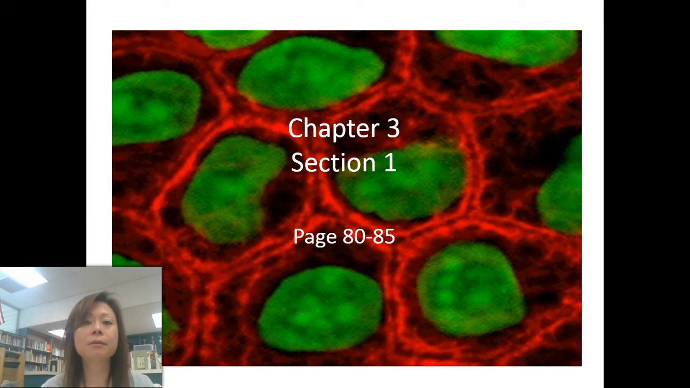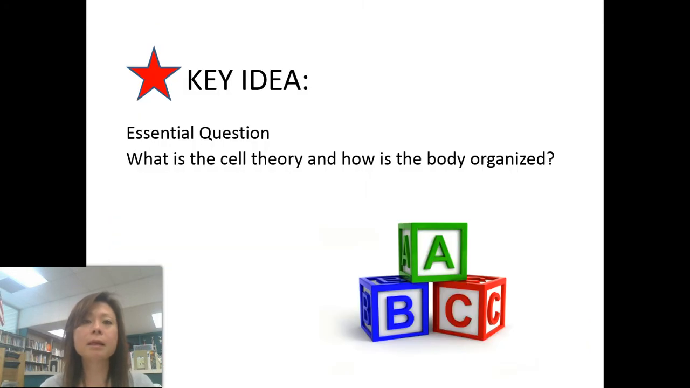Today we'll be talking about Chapter 3, Section 1, which begins on page 80 and ends on page 85. The key idea that we would like you to know, the essential question, is what is the cell theory and how is your body organized?